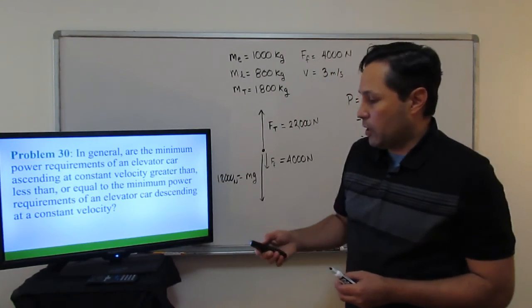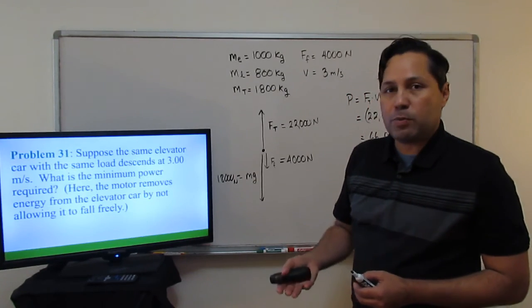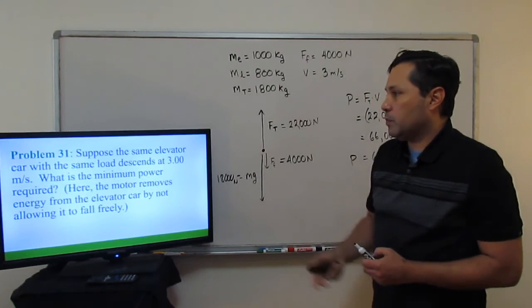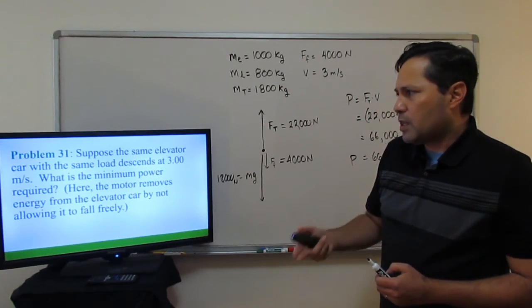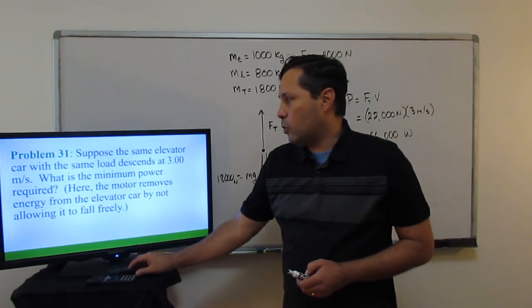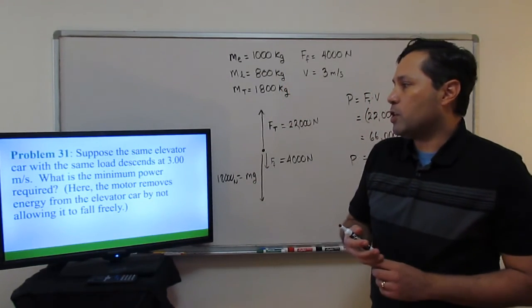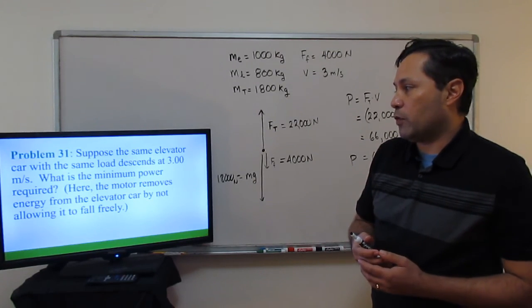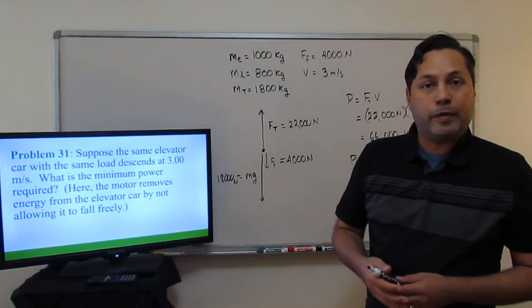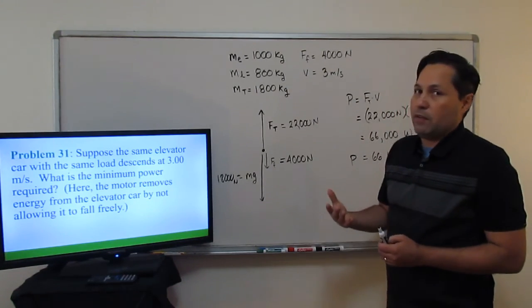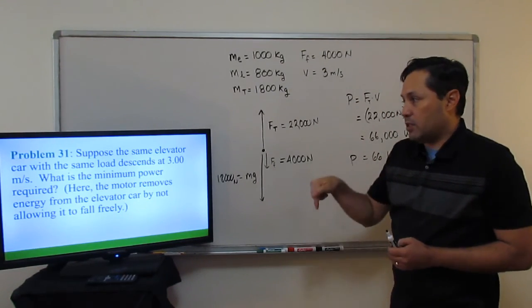Alright, let's take a look at our next problem, and this is going to be our last problem for this lesson. Problem 31. Suppose the same elevator cart with the same load descends at 3 meters per second. So now it's going down at 3 meters per second. What is the minimum power requirement? And here the motor removes the energy from the elevator cart by not allowing the elevator cart to free fall. Alright, so now we are going down, same velocity, 3 meters per second, in the downwards direction.